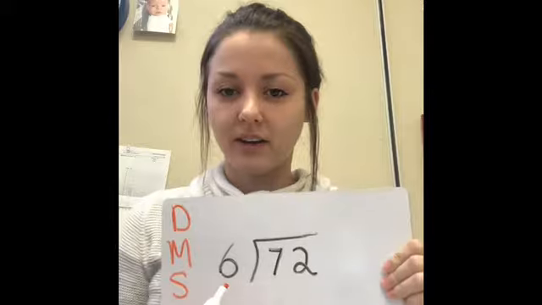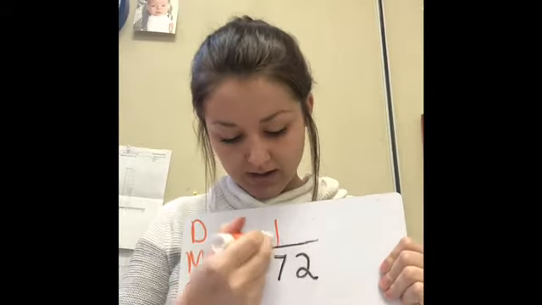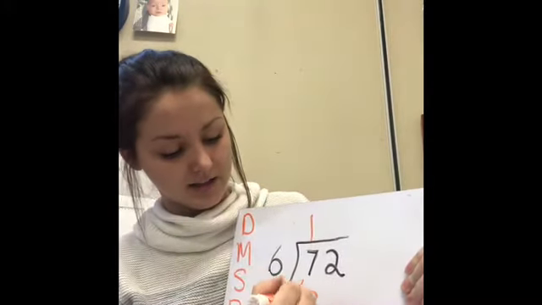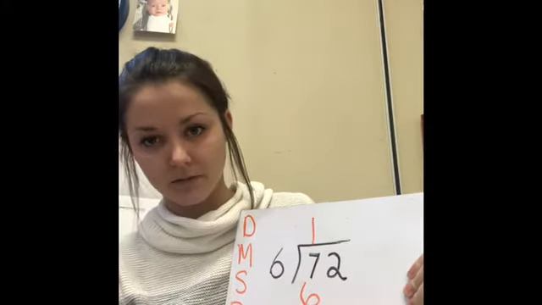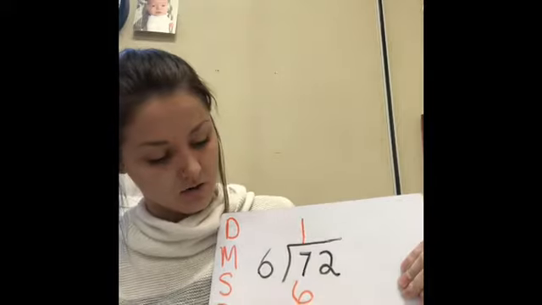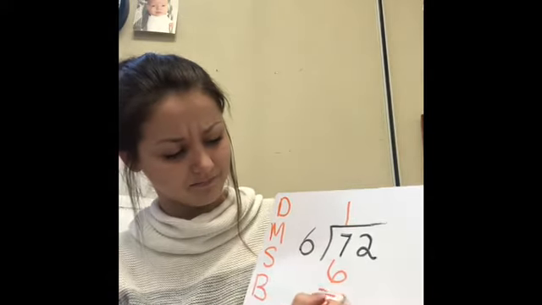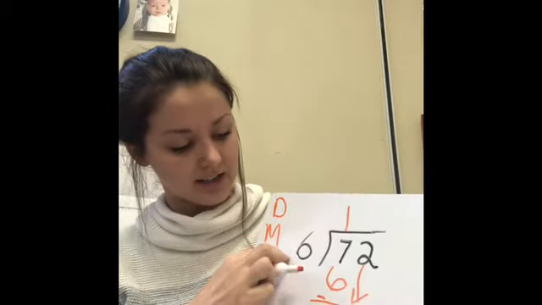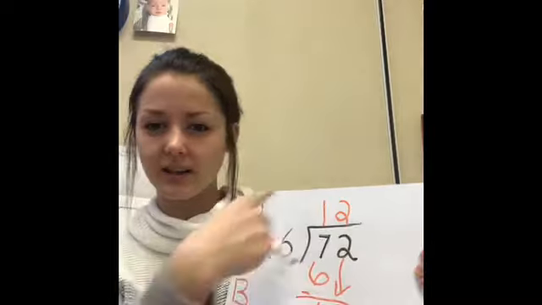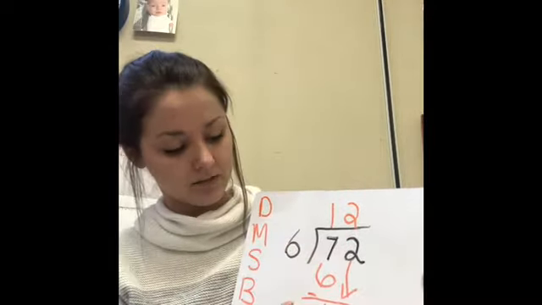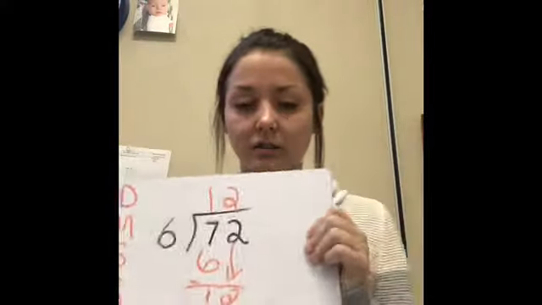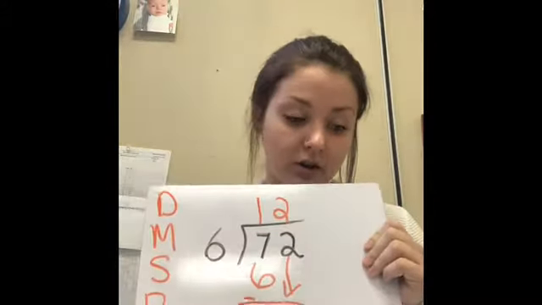So starting with dividing, 6 fits into 7 once. Multiply, 1 times 6 is 6. Subtract, 7 subtract 6 is 1. Bring down my 2. 6 fits into 12 twice. And remember, I always go in this direction. 2 times 6 is 12. 12 subtract 12 is 0. So if you had chosen a 2-digit number, yours will look like that.